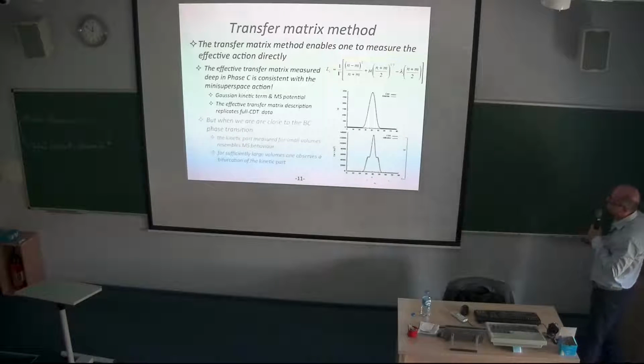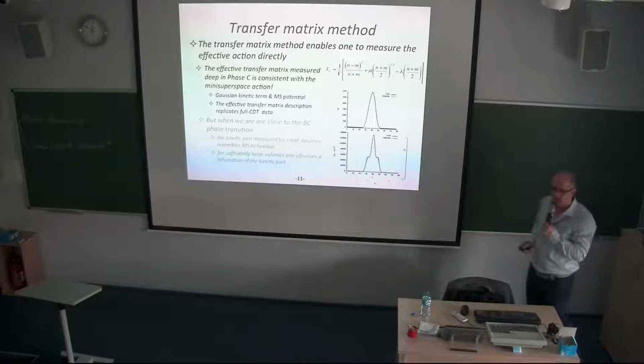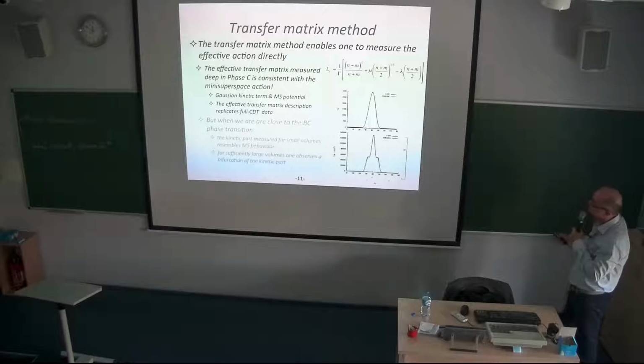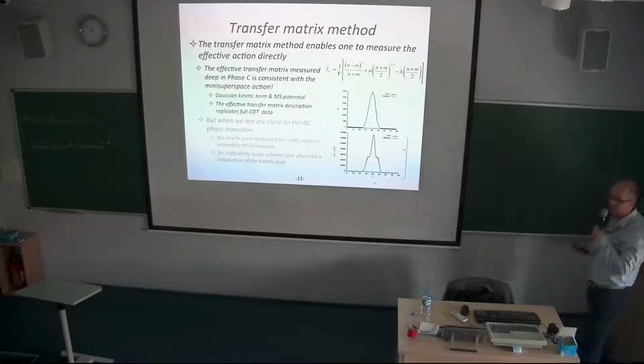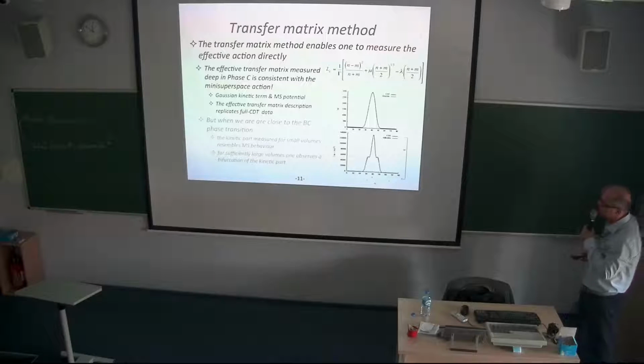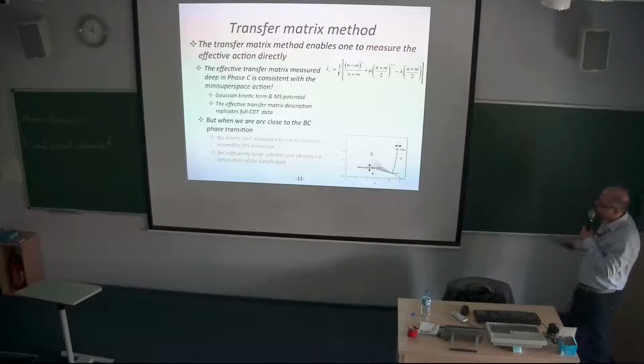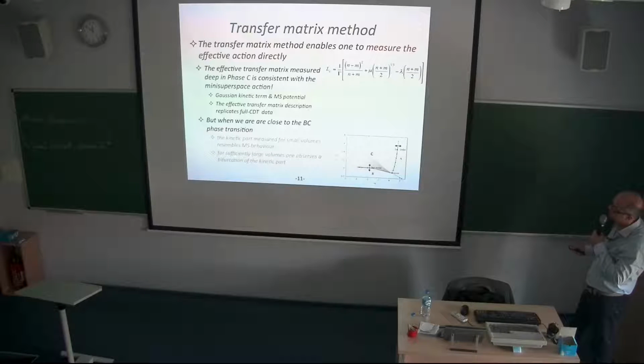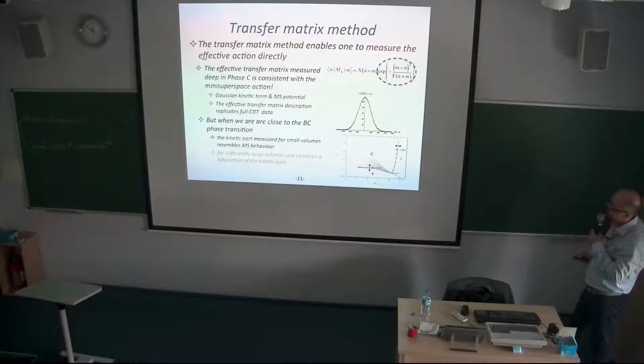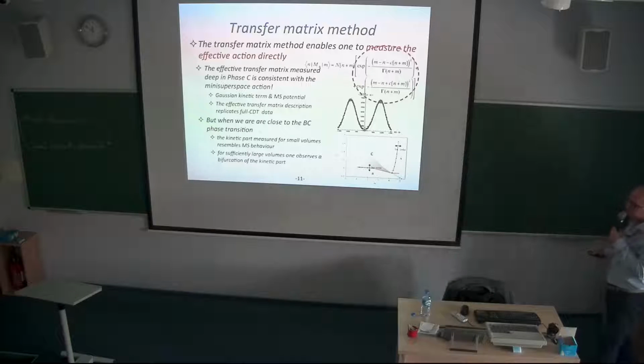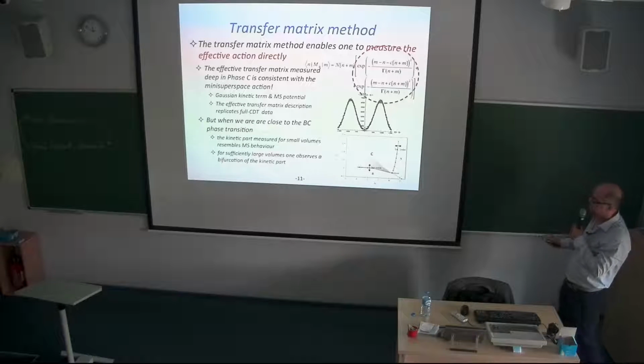And we also checked that when we consider this effective model, which just describes spatial volume fluctuations, this measured transfer matrix gives exactly the same results as the full model, which confirms that this approach is working. However, when we are close to this BC phase transition, somewhere here on the phase diagram, it turns out that for small lattice volume, when we measure this transfer matrix, we recover this Gaussian kinetic term. However, if you go to higher lattice volumes, this single Gaussian splits into two shifted Gaussians. And it signals that something else is going on here.